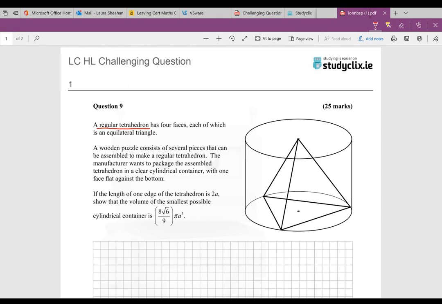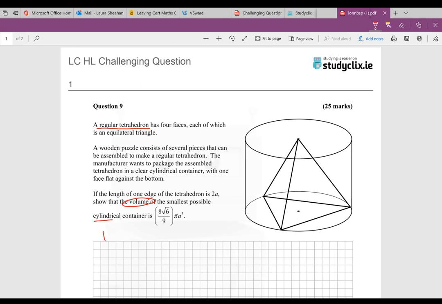A wooden puzzle consists of several pieces that can be assembled to make a regular tetrahedron. The manufacturer wants to package the assembled tetrahedron in a clear cylindrical container with one face flat against the bottom. If the length of one edge of the tetrahedron is 2a, show that the volume of the smallest possible cylinder container is 8√6/9 π a cubed.